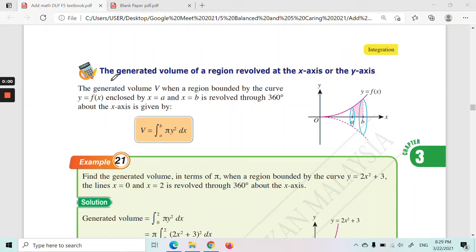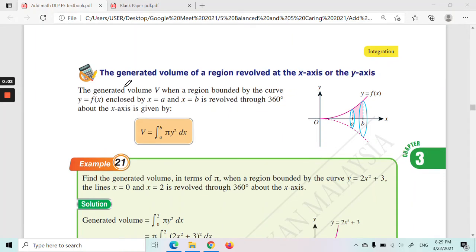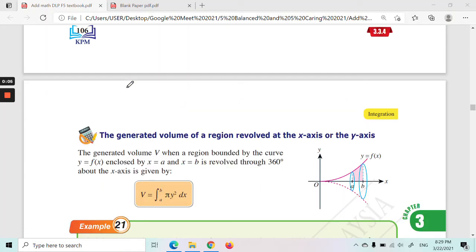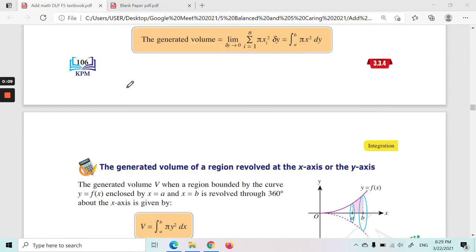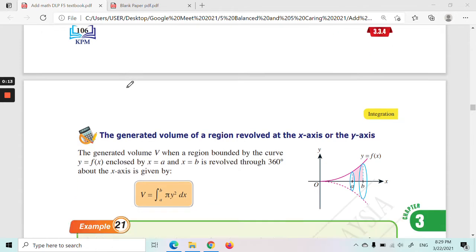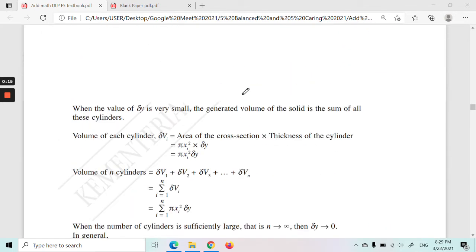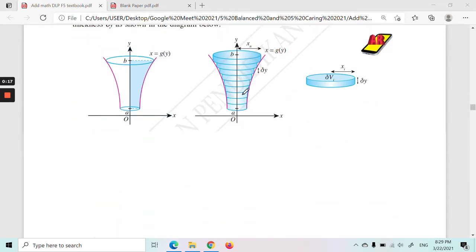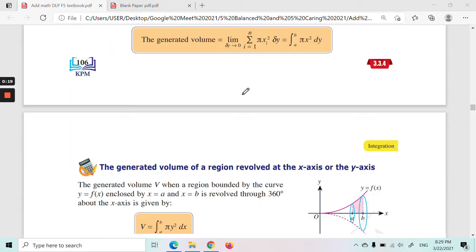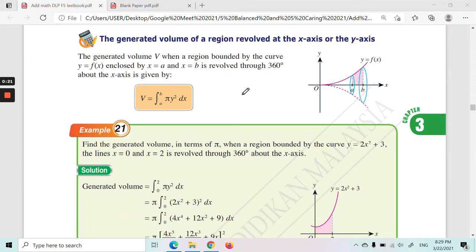Morning class, now we proceed to the next section regarding how to use integration to find the volume of the region revolved about the x-axis or the y-axis. So now you can try to open up your books, look at page 107. Before page 107 is about theory, how to obtain the formula. So this one I'm not going to share with you. We'll focus on how to use this formula.